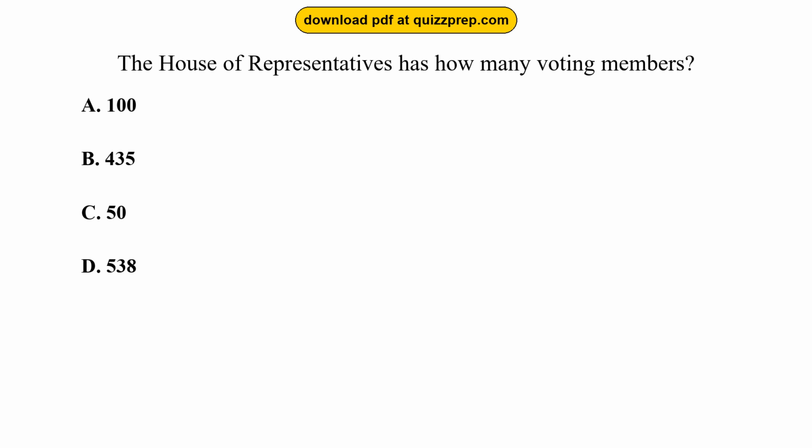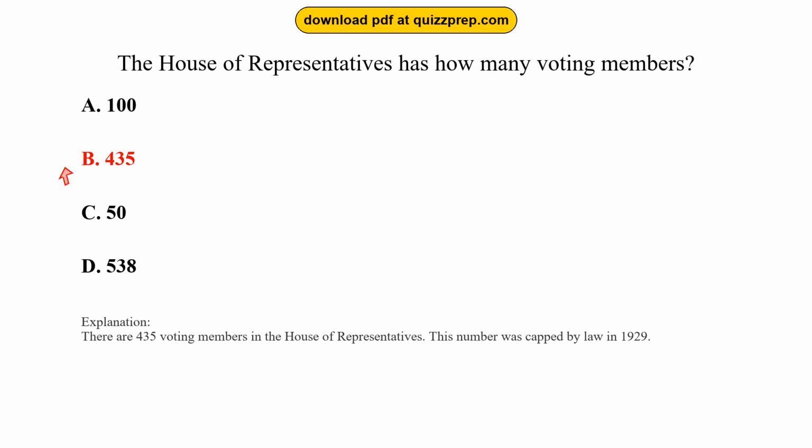Question 52. The House of Representatives has how many voting members? Option A 100, option B 435, option C 50, option D 538. The correct answer is option B, 435. There are 435 voting members in the House of Representatives. This number was capped by law in 1929.